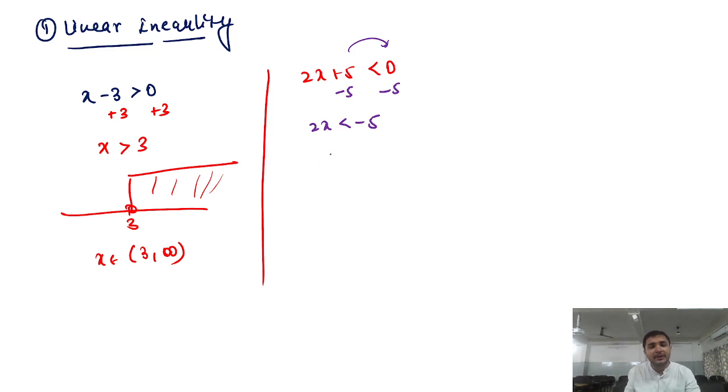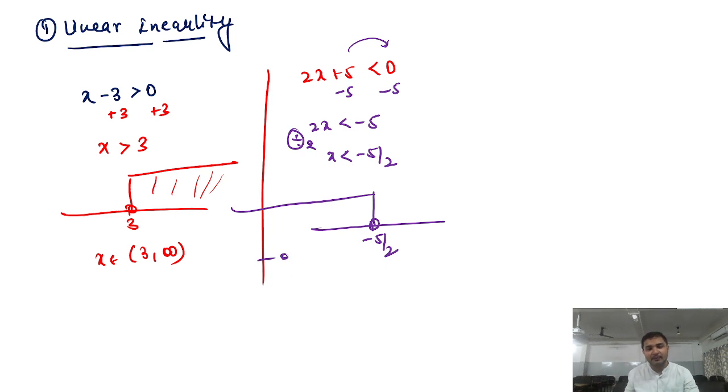Now if I divide by 2, is 2 a positive or negative number? Positive, so the inequality orientation remains the same, and we get minus 5 by 2. On the number line, I have plotted minus 5 by 2. x is less than minus 5 by 2, so x will be on the left side of minus 5 by 2. That means from minus infinity to minus 5 by 2, x can be any value. So x belongs to minus infinity to minus 5 by 2, with minus 5 by 2 open, because the equality symbol is not there.